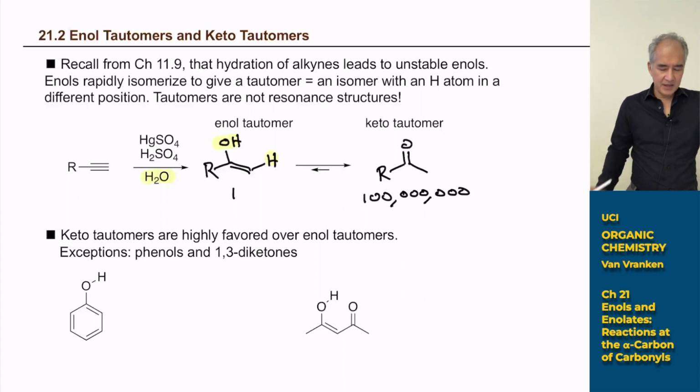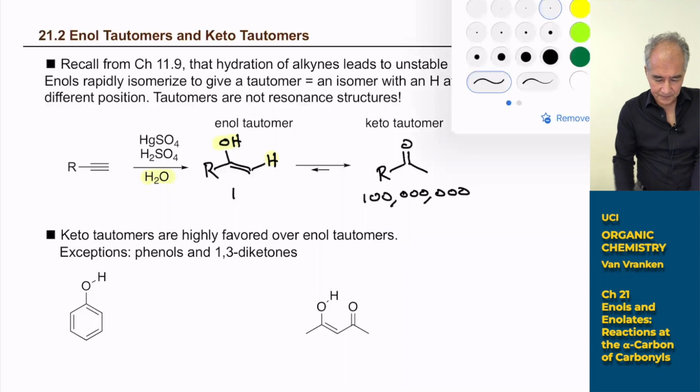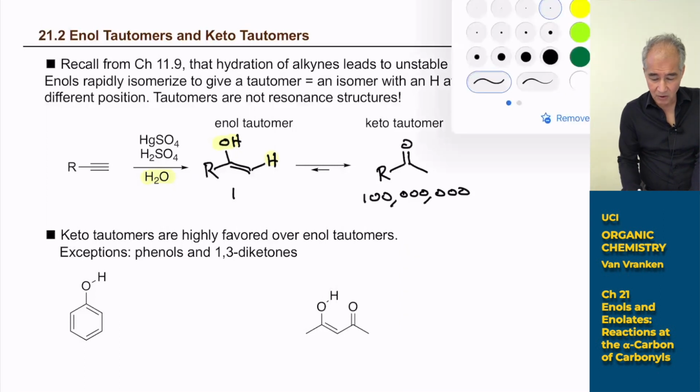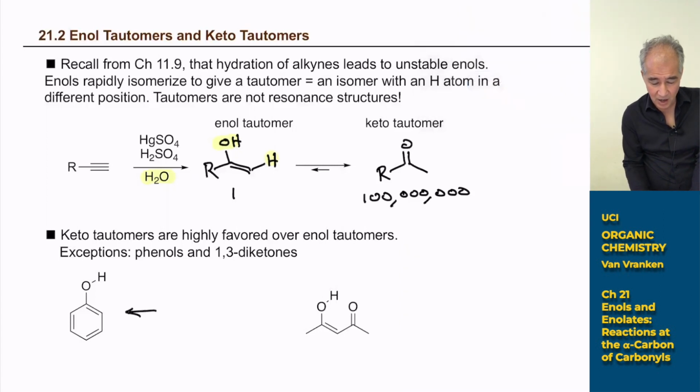But I'm going to give you 2 examples where keto tautomers are less stable than the enol, where you want the enol. The first example is going to be aromatic alcohols, phenols. You already know that the alcohol form is the favored form of that. We don't talk about the keto form of a phenol, but let me draw it for you just so we can put it up here for some discussion. The keto form of a phenol would look like this.